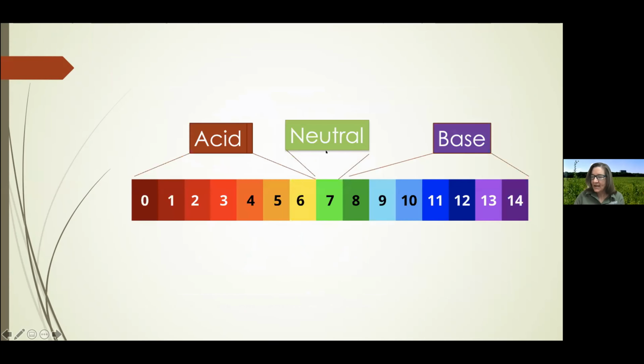In between acid and base is neutral. Neutral is pH 7, and below 7 are acids, and above 7 are bases. So it may seem backward, but the more acidic something is, the lower the pH.